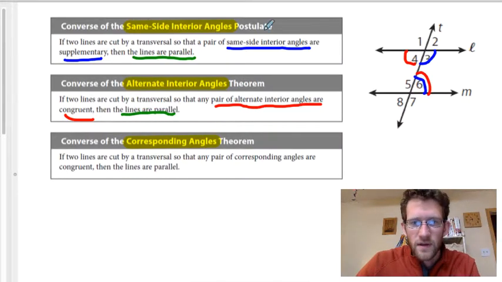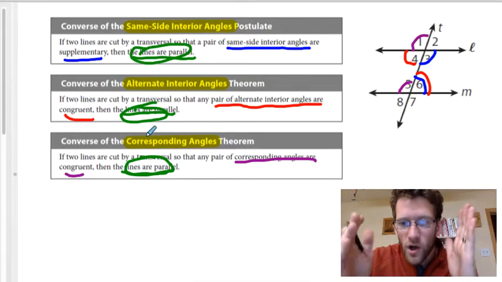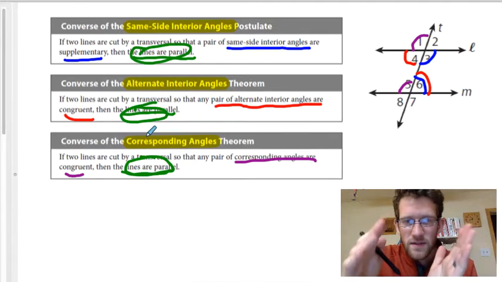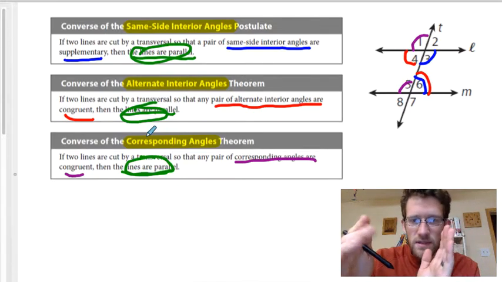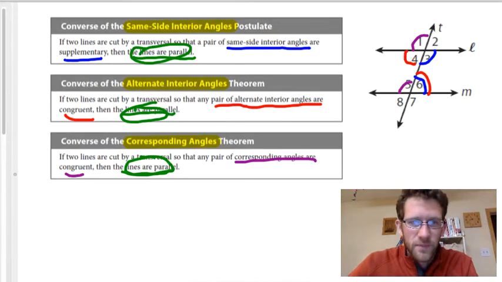And finally, we have the corresponding angles theorem. So if we have two corresponding angles, say angle 1 and angle 5 here, if these are cut by a transversal so that the corresponding angles are congruent, so if the corresponding angles are congruent, then the lines are parallel. Notice here the conclusion for all three of these is that the lines are parallel. So that's all we're able to prove using any of these three converses, is that the lines are parallel, because that was our condition for the originals.